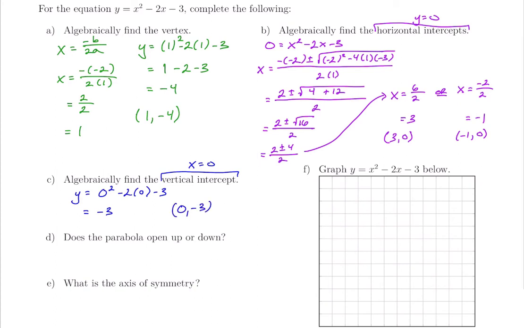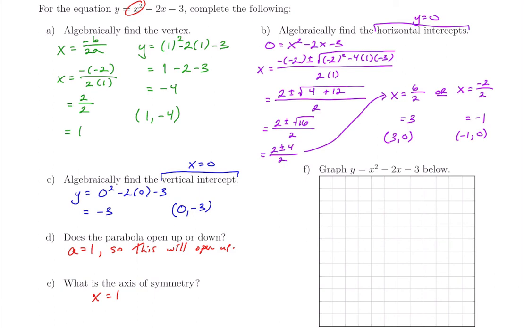In part D, does the parabola open up or down? Well, looking back to our original equation, we can see the leading term was x squared. When the leading term is x squared, this is implying that the a value is 1. And since the a value is positive, we know this parabola will open up. And in part E, what is the axis of symmetry? The axis of symmetry is the vertical line that goes through the vertex. It is the vertical line that in this case is x equal to 1.